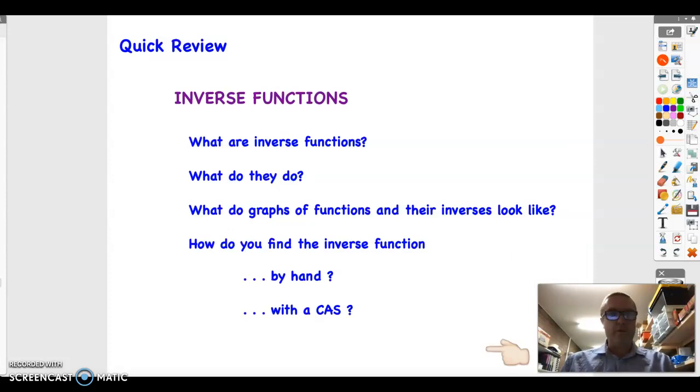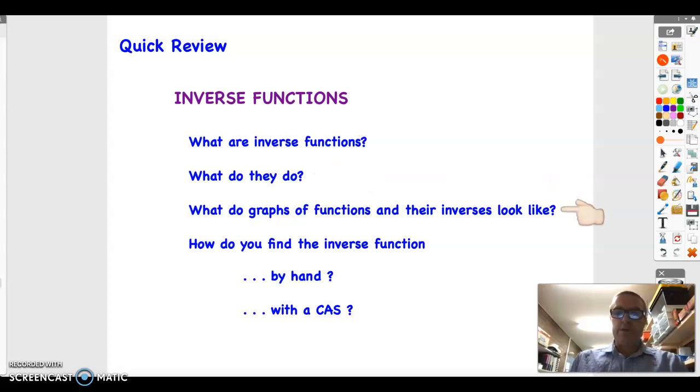So a quick review of what we've covered in this video. We now know what inverse functions are. We understand that their coordinates are reversed. We sort of know what they do. They sort of undo what a function does in the first place. They're like an undoing operation. In the way that division undoes multiplication, an inverse function undoes its function.